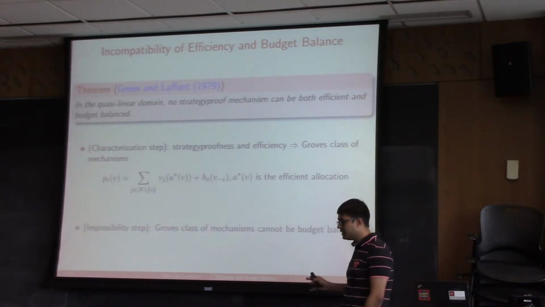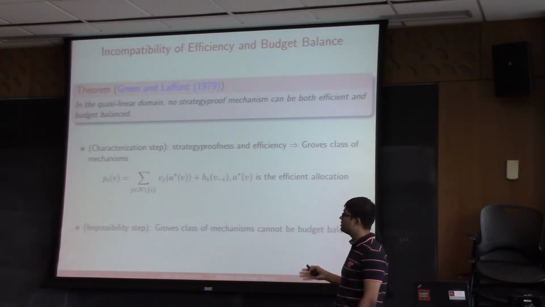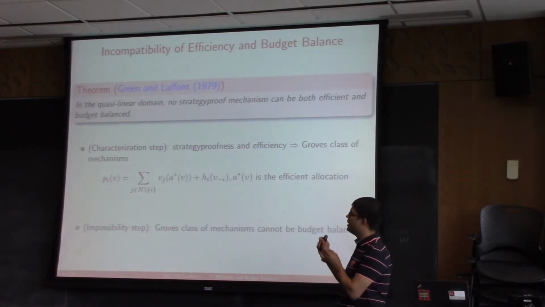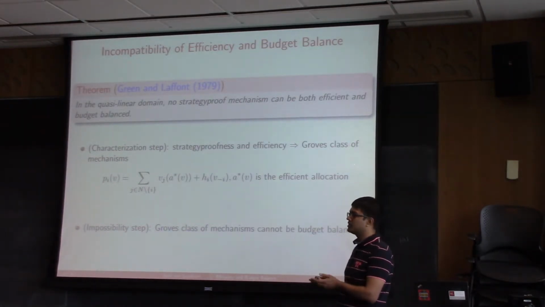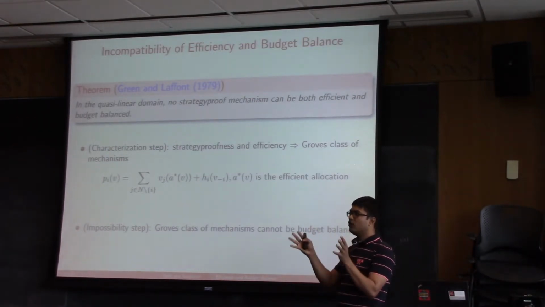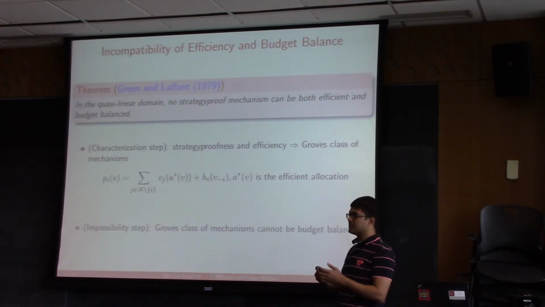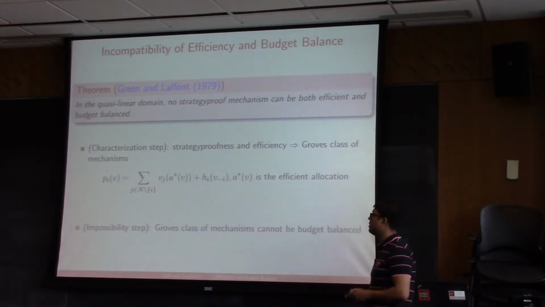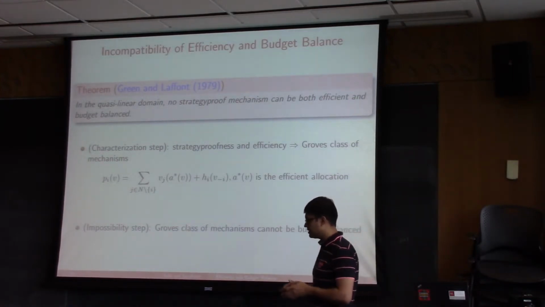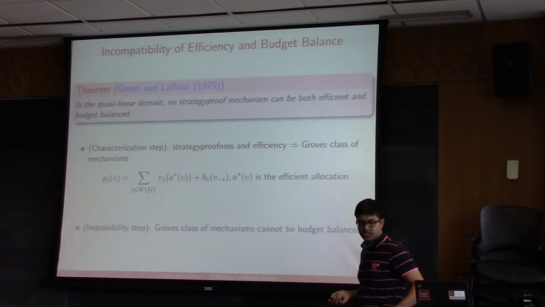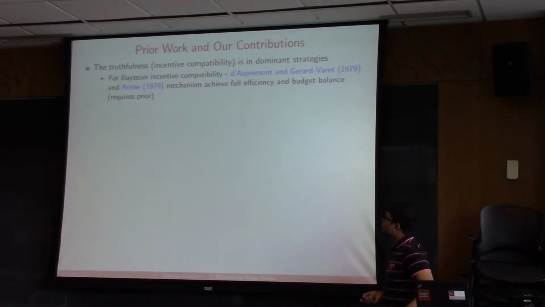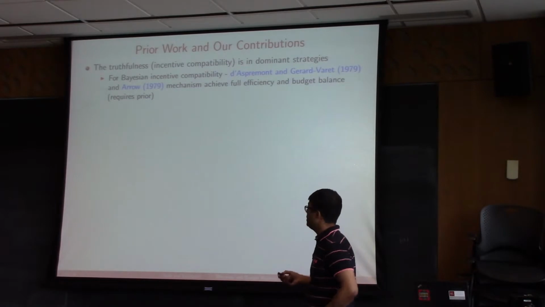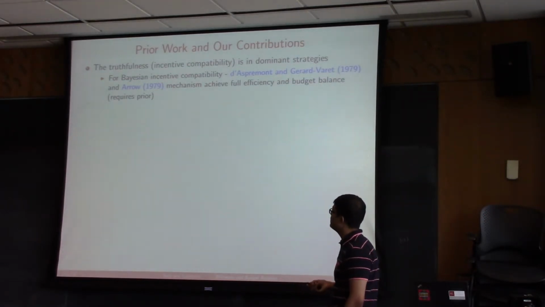So this is a negative result for sure, but it does not tell you how far away we are from efficiency. Even if I ask the question, looking at all the budget balanced mechanisms, what is the best inefficiency? I know that it cannot be efficient. What is the minimum inefficiency that I can hope for? This result by Green and Laffont does not talk about that, and that is something that has been looked at in different contexts of mechanism design. So a little bit, we'll go back to the prior work in this setting.